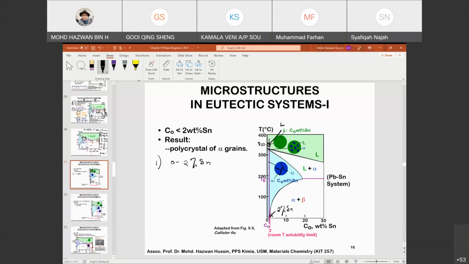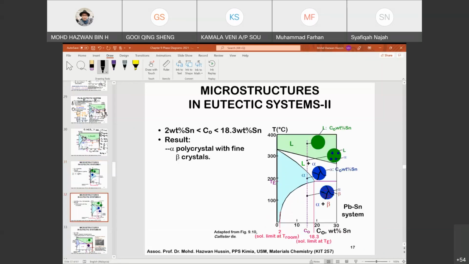If you have a phase at around 330, for example, you will see a point located in the liquid plus alpha region. Then you will have this microstructure. And if the phase exists in the alpha region, then you will have one phase, alpha, and the microstructure will be polycrystalline alpha.